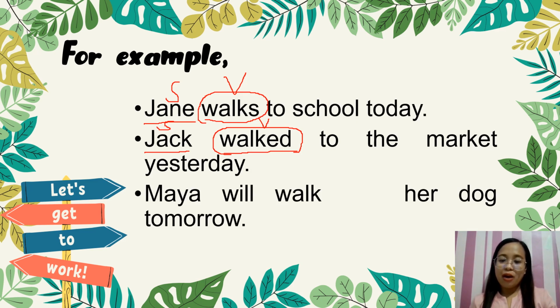Next, let's have one more. Let's read: Maya will walk to her friend tomorrow. Now let's answer. What is the subject in the sentence? Maya is the subject. And how about the verb? Yes, the verb is will walk. So, in what simple tense is this sentence? You are correct if you say simple future tense. When you see the word will, that will automatically be a sentence in future tense. Now we're going to study it more as we go along with our lesson.